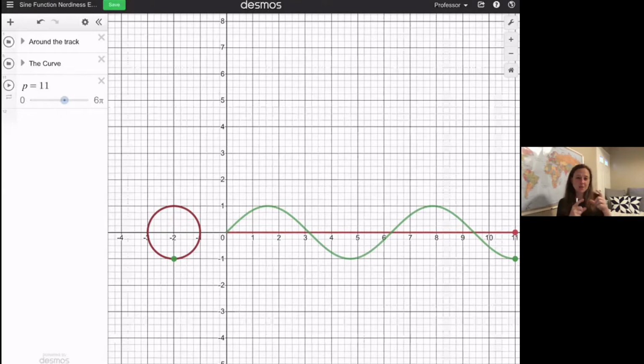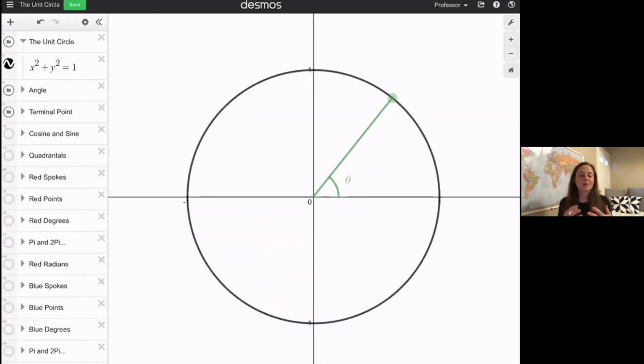And I've got that circle kind of scooted over at the center at -2. Normally we look at that centered at the origin. So let's go look at that circle. Okay, so I've moved the unit circle over to its usual spot where it's centered at the origin. It's got that radius of 1. That's why we call it a unit circle. And you can see its equation up there in the upper left-hand corner. x squared plus y squared is equal to 1. That's true for any point around this unit circle.